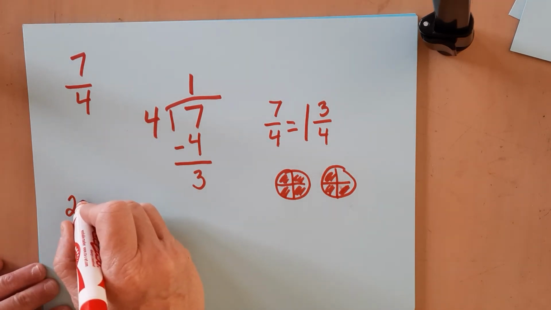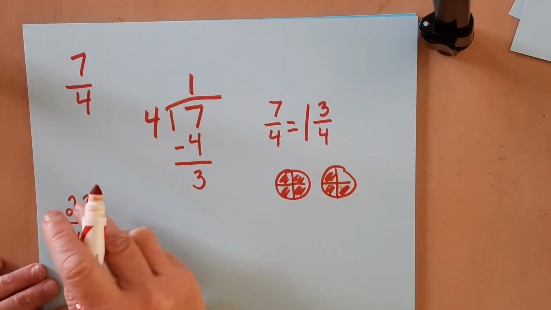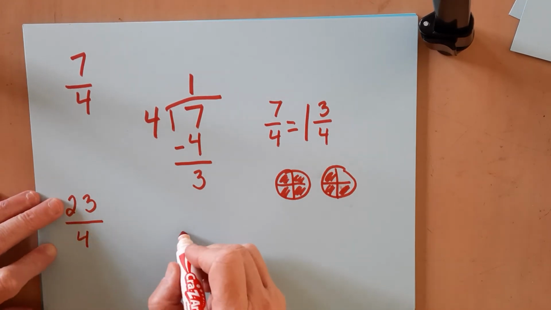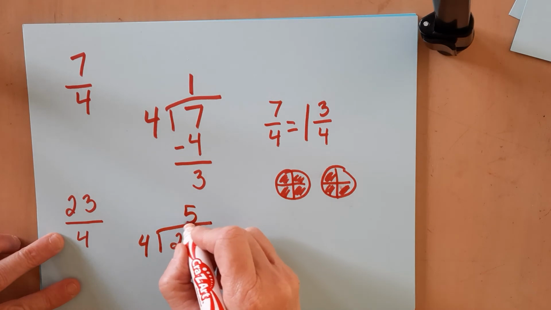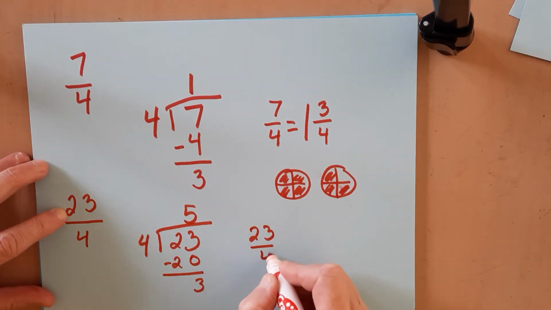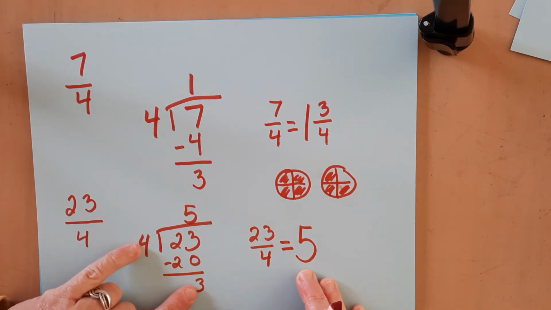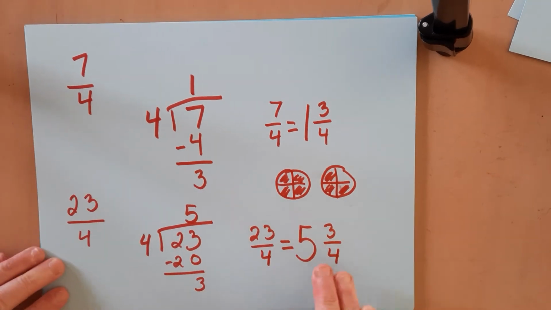So if we had 23/4, and we want to change this improper fraction, we're not going to draw out that many pies, but you do it the same way. You take 23, divide it by 4. 4 goes into 23, 5 whole. 5 times 4 is 20. That leaves 3 left over. So 23/4 would be the same as 5 whole pieces with 3/4 left over. 23/4 is the same as 5 and 3/4.